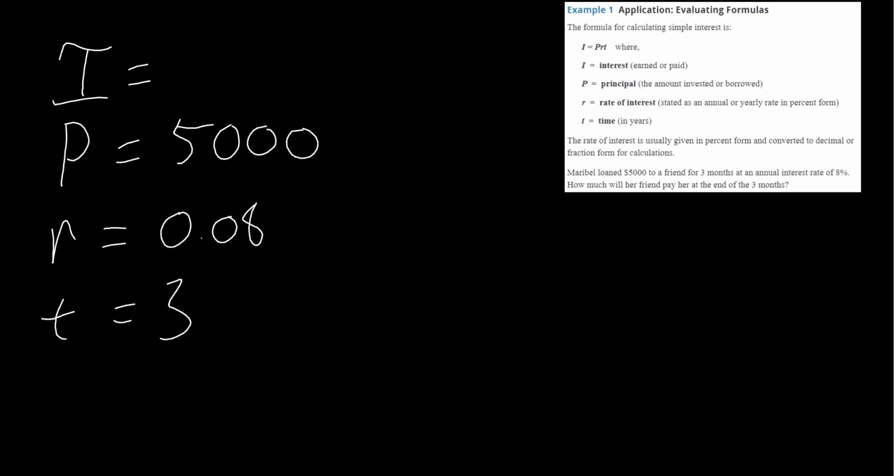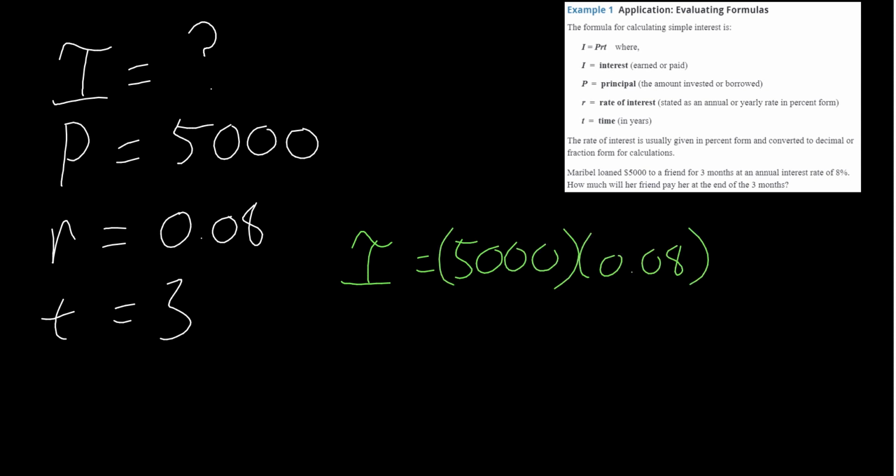So, we don't know what the interest is, right? That's the unknown. So we're going to follow our formula here. I is equal to PRT. So we're going to say I, let's put it in green actually. So we're going to say I is equal to P, which is 5,000, times R, which is 0.08, times T, which is 3.